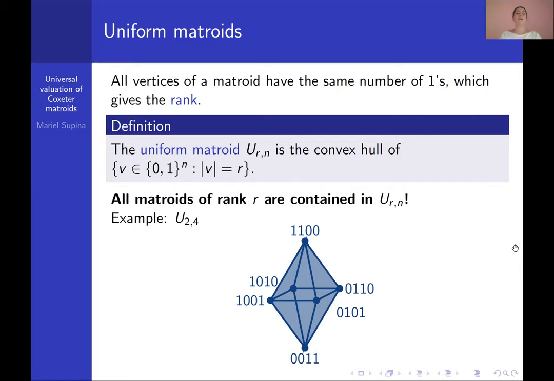There's a special subfamily of matroids called uniform matroids. As I mentioned, all the vertices of a matroid will have the same number of ones, and we call that the rank of the matroid. So for some integer r between 1 and n, the uniform matroid U_{r,n} is the convex hull of all of the 0, 1 vectors that have exactly r ones and n minus r zeros. This is special because all of the other matroids of rank r are going to be contained inside the uniform matroid, because their vertices have to be a subset of these vertices. Here is an example. This is U_{2,4}. You can see it's just all of the 0, 1 vectors that have two ones and two zeros, and then you take the convex hull. Any other matroid of rank 2 in R^4 needs to live inside of this uniform matroid.